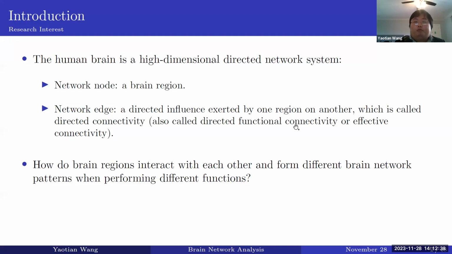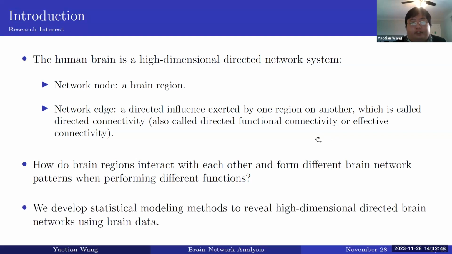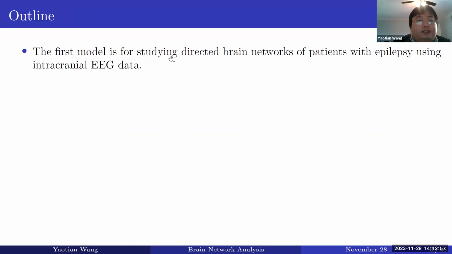We want to know how brain regions interact with each other and form different brain network patterns in performing different functions. To answer this question, we develop statistical modeling methods to reveal high-dimensional directed brain networks using brain data. In today's talk, I will present two of my models.